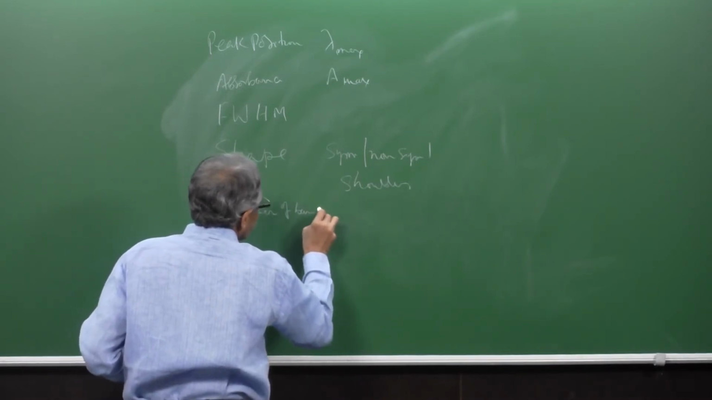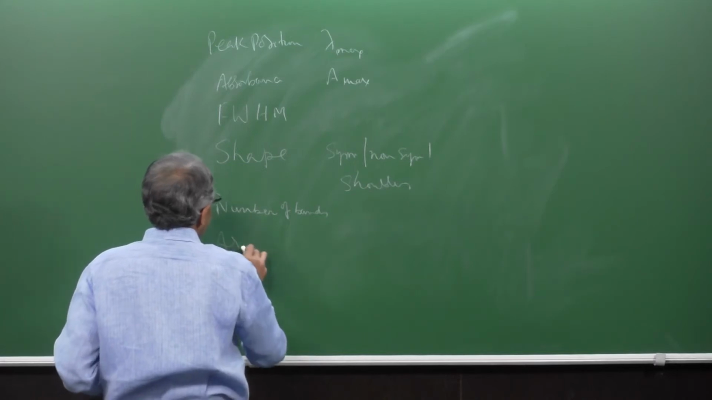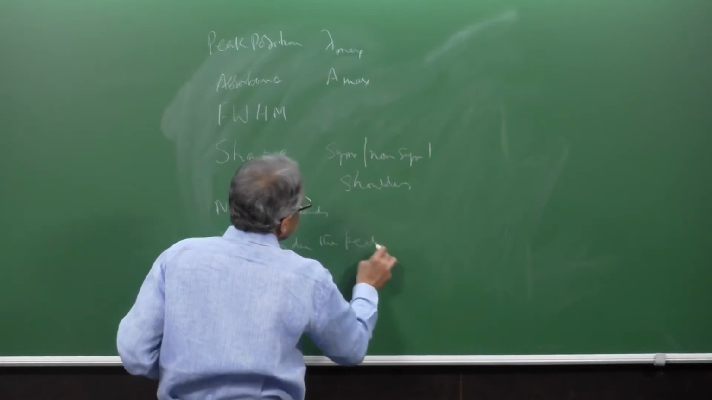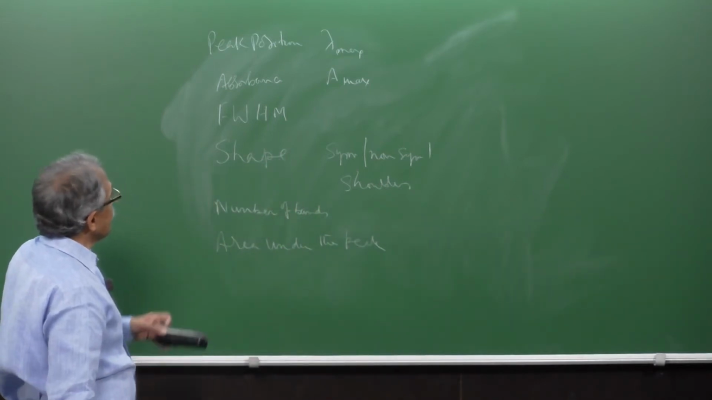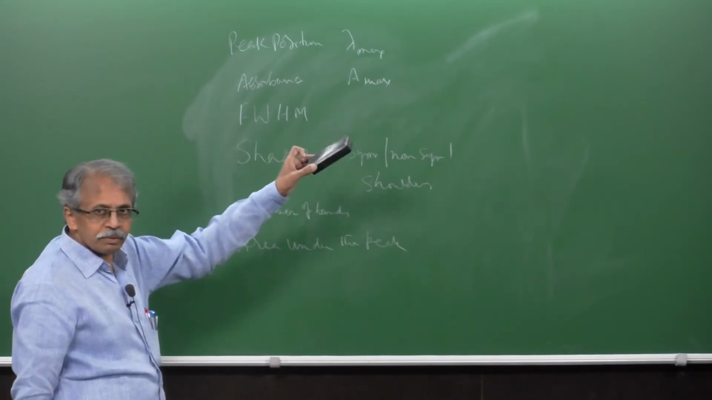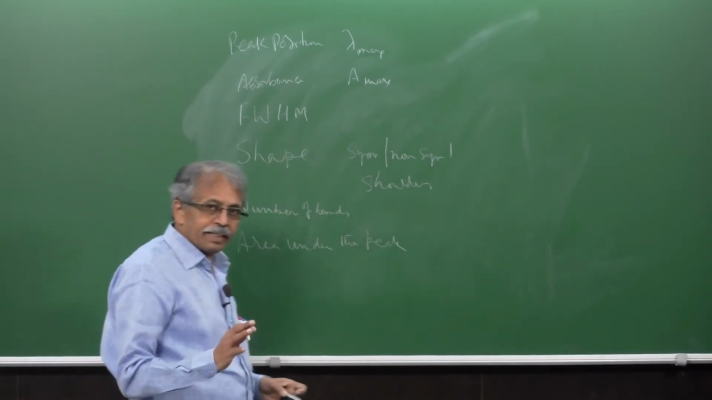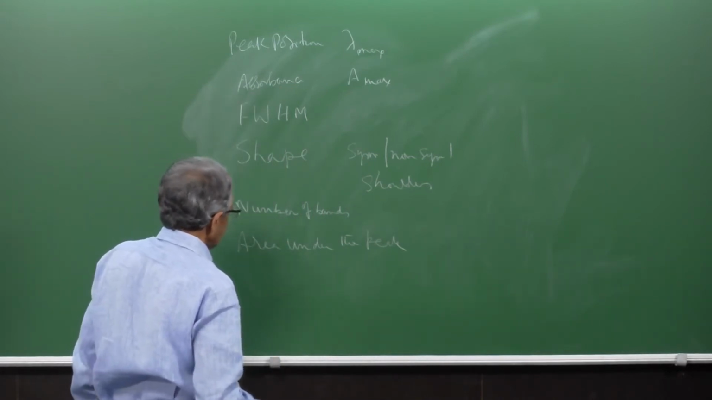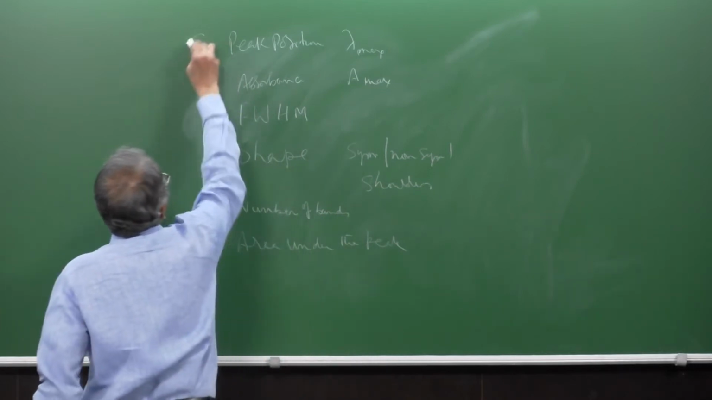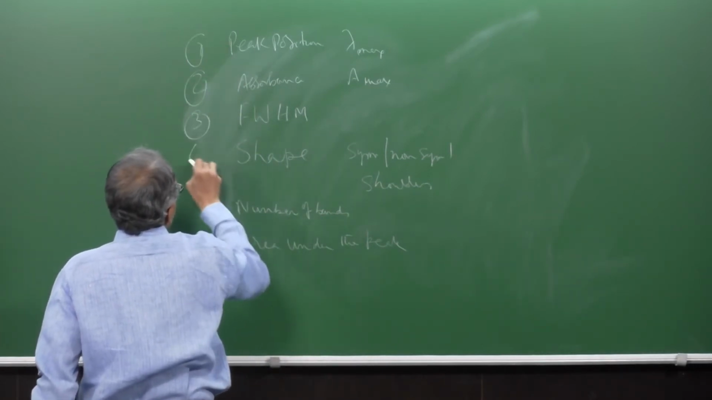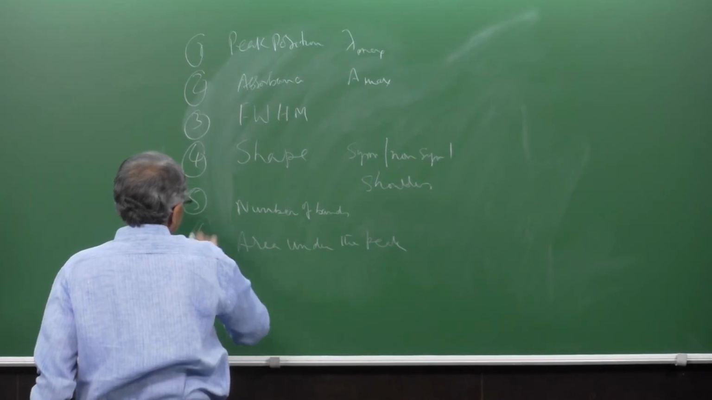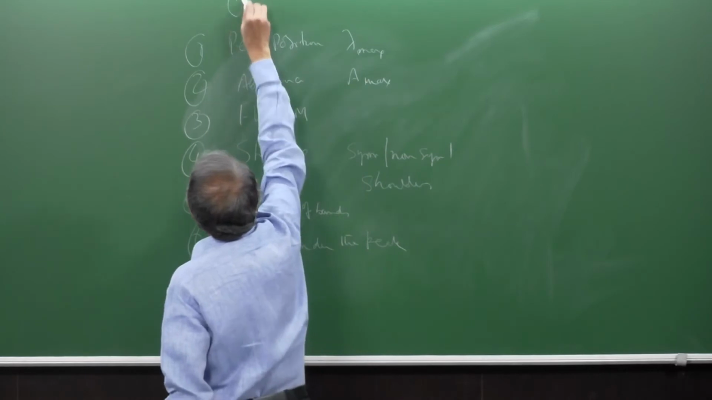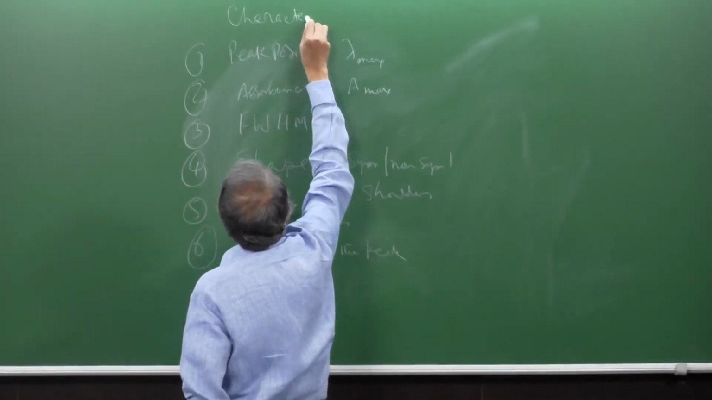All of these are of course important in a compound. Then the area under the peak. All of these are important for quantification. Most often we use absorbance, but if the band is symmetrically poised, this will give a correct value. Otherwise, you need to look at the area of the peak. So you have 1, 2, 3, 4, 5, 6. All these are characteristics. We call these the characteristic features.